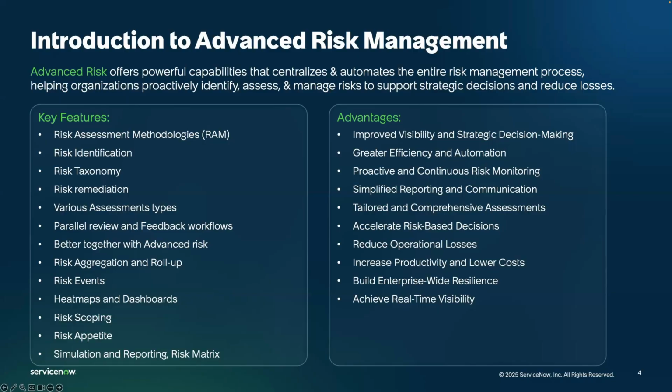of using advanced risk would be strategic decisions: get a clear view of risk to make informed decisions that support business goals. Efficiency and automation: automate tasks to save time and reduce cost. Proactive monitoring: continuously monitor the risks to prevent issues before they happen. Clear communication: use dashboards and reports to easily share risk status with everyone.